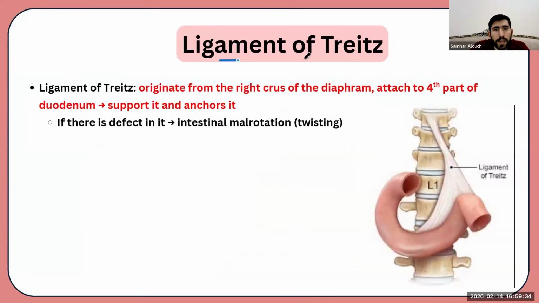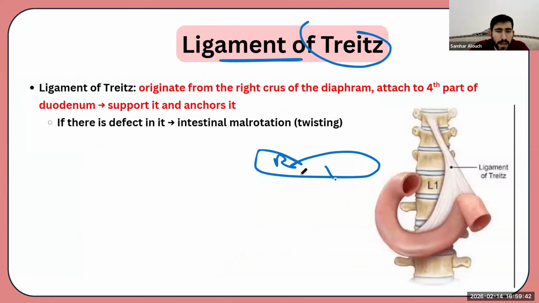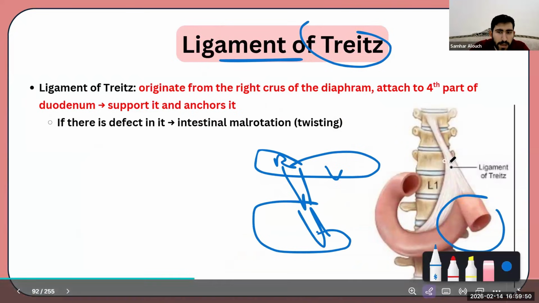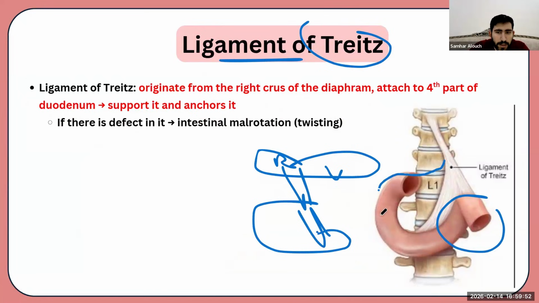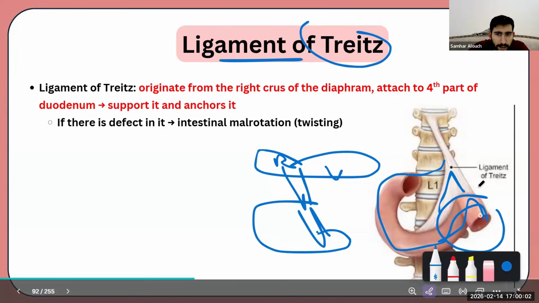Finally, we have something called the ligament of Treitz. The ligament of Treitz is made from the diaphragm. The diaphragm has two crura, right and left. The right will give a ligament called the ligament of Treitz, and it is attached to the last part of the duodenum, which is the fourth part. As you can see here, we have the superior and the descending, transverse, and then ascending. Why is the last part ascending anyway? Because it's attached to this ligament. This ligament is pulling it upward. That's why it's ascending. Okay.